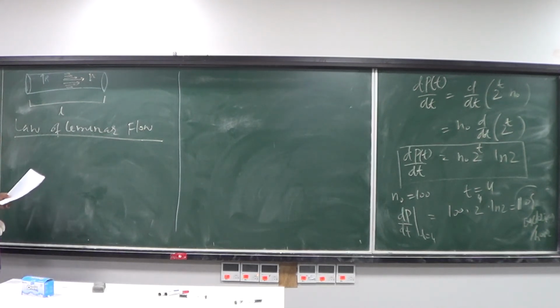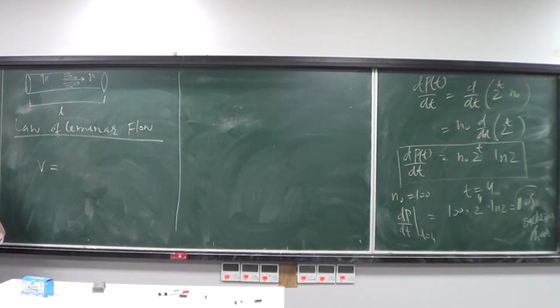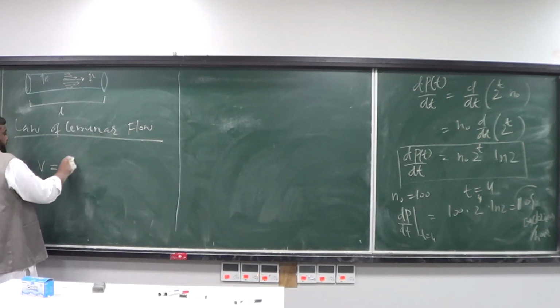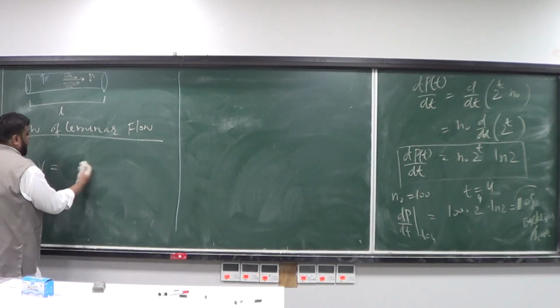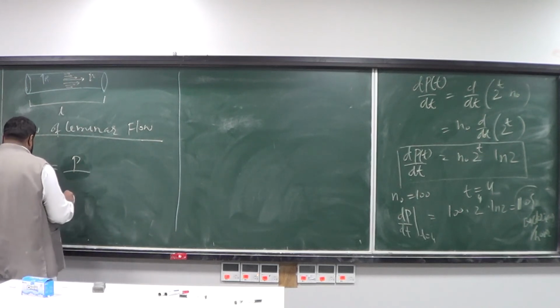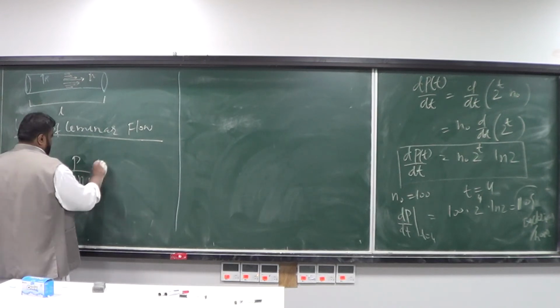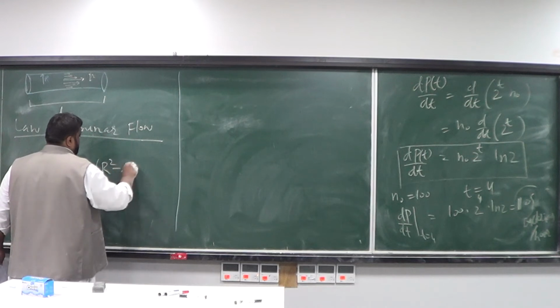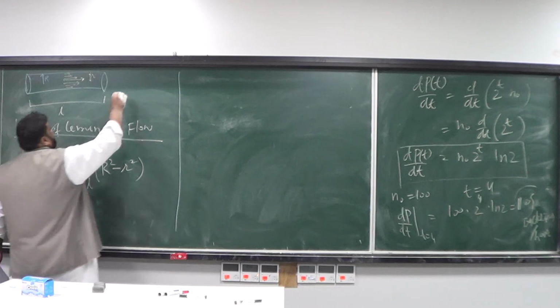The law of laminar flow says that the velocity of the blood, or the velocity of the fluid in such a situation, can be given as P over 4 eta L times (R squared minus small r squared). I'll write in a moment what all these things are.